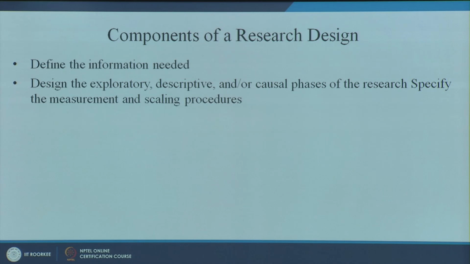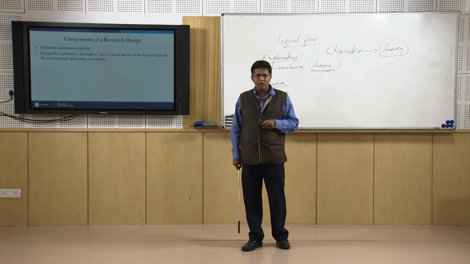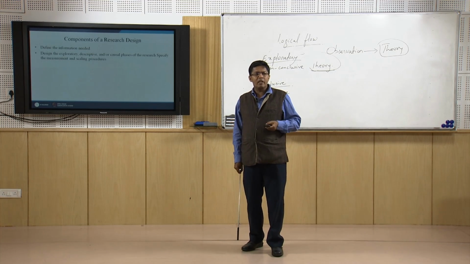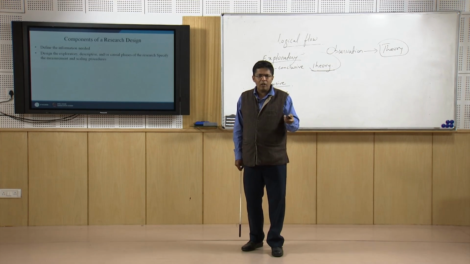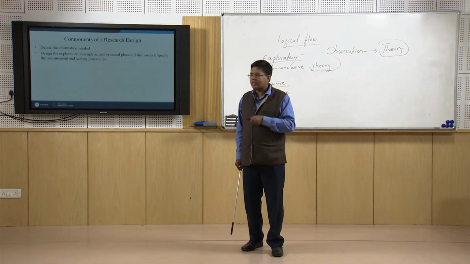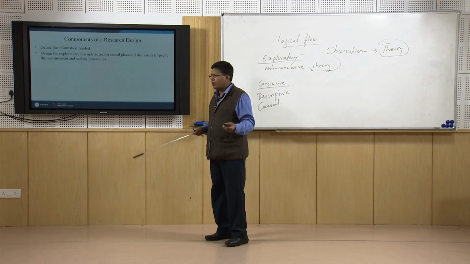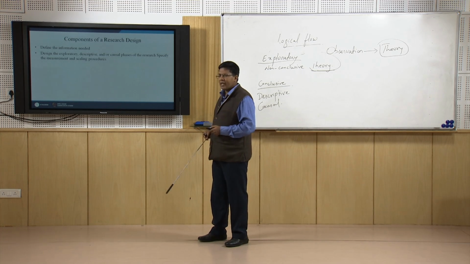Design the exploratory, descriptive or causal phases of the research, specify the measurement and scaling procedures. For example, how do you want to measure? How would you measure satisfaction, for example? We know how to measure weight, capacity, distance, but how would you measure a social science construct, or a social factor, for example satisfaction, honesty, loyalty and all these things? So you need to have a proper scale for it. I will spend time on developing a scale, validating a scale and all these things later on, but for the moment let us understand that we need a scale.